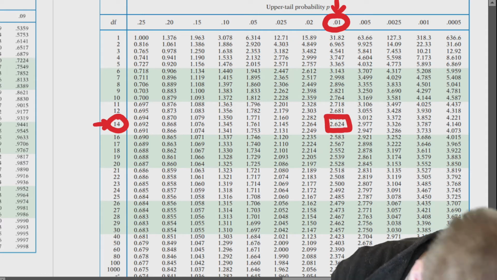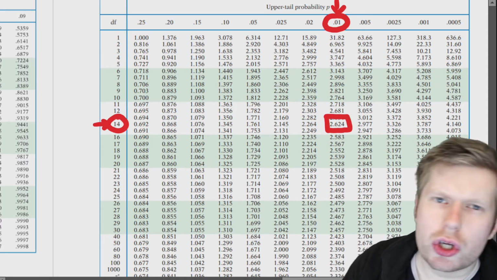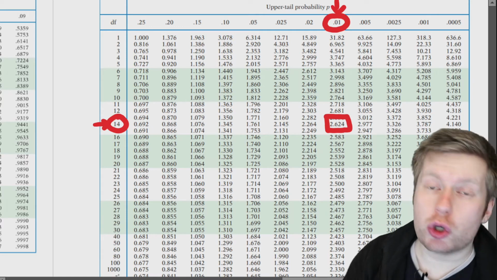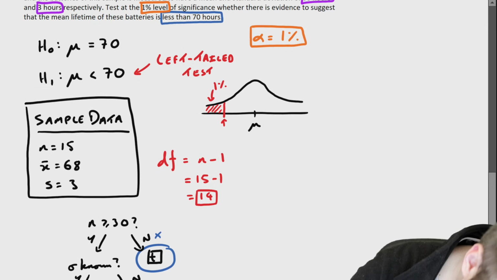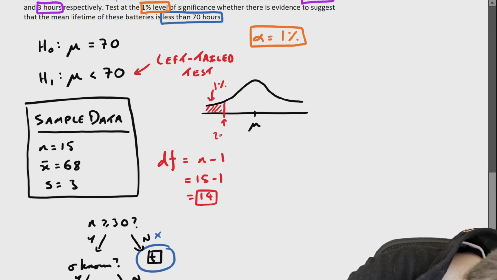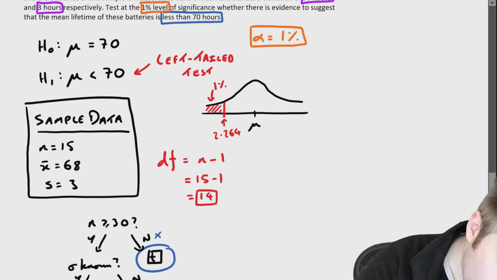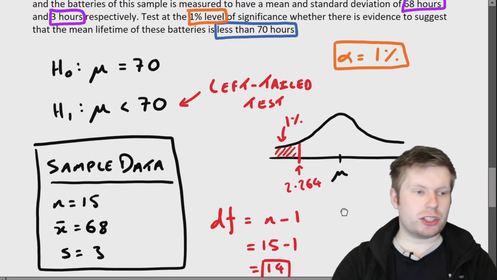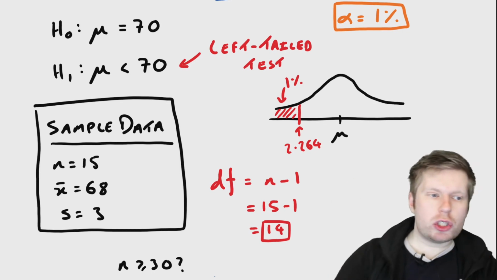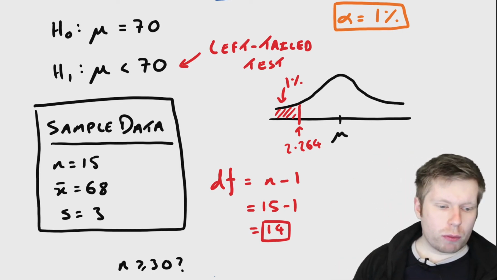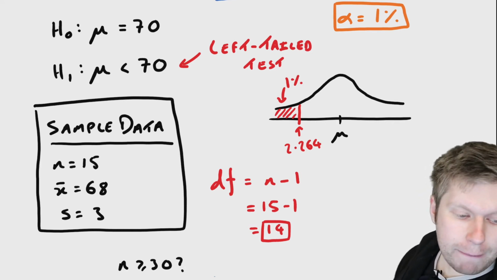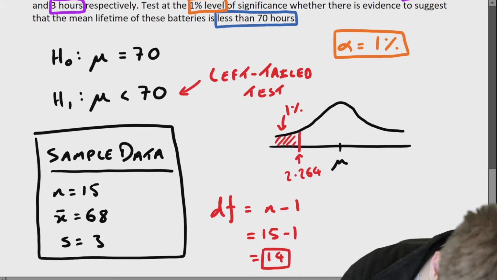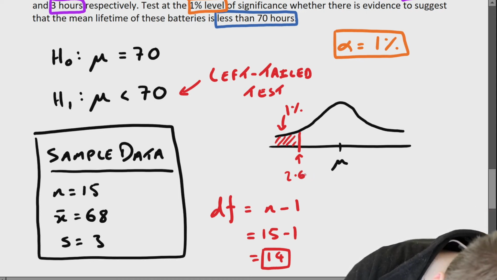They intersect at 2.624. So that's how many units of standard deviation to the left of the hypothesized mean I'm going to start my critical values at. So if my sample lies less than 2.624 units of standard deviation from my hypothesized mean, then I know that I can reject the null hypothesis. Sorry, that's 624, isn't it? So 2.624.